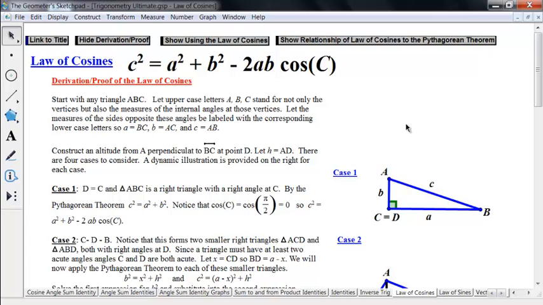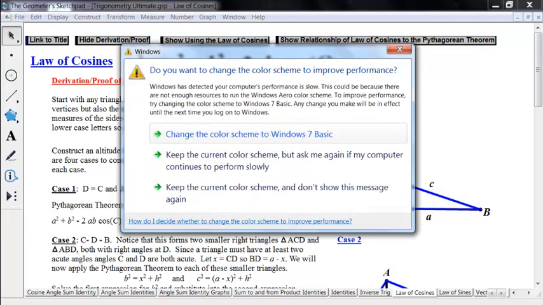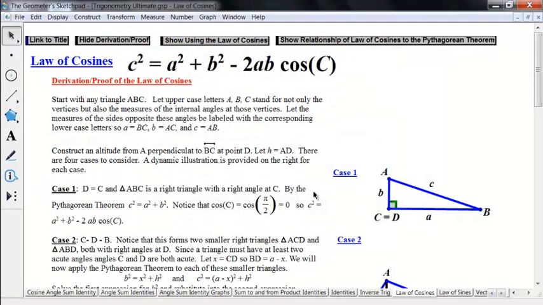b, lowercase b, is the length AC, which is the length of the side opposite angle B, and little c is the length of the side opposite angle C, which is, of course, the distance A to B. And we're going to construct an altitude from A perpendicular to line BC, and it will go through point D on line BC, and let h be the distance from A to D.